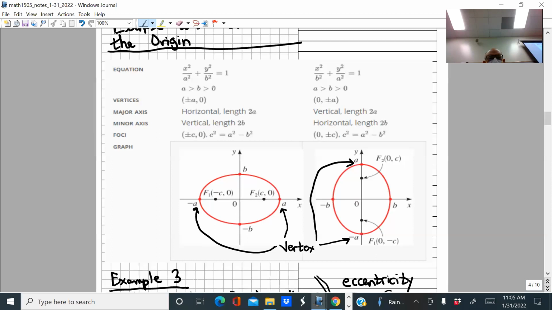Of course, these numbers cannot be 0, because then the equation doesn't make sense. The line that runs from the left side of the ellipse to the right side of the ellipse through the center is called the major axis of the ellipse. This horizontal line is called the major axis.